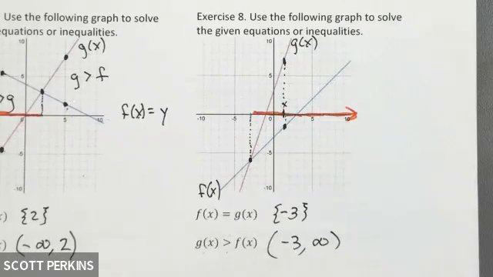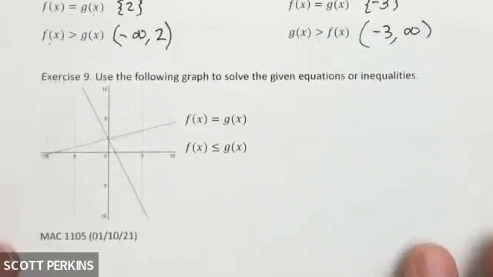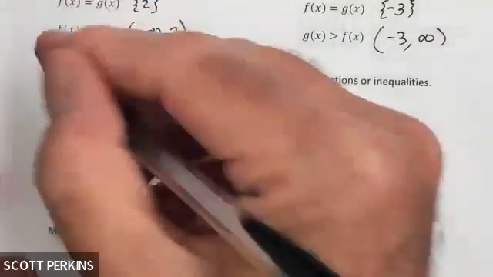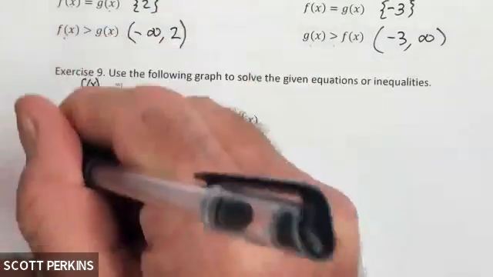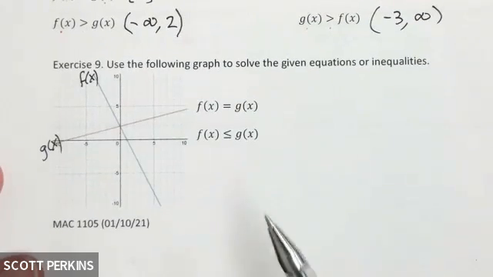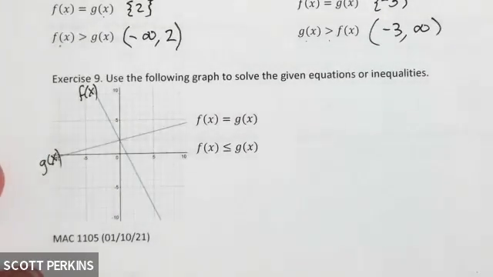Anybody got a question, comment, or concern before we hit the very last problem on this section? All right, just for consistency's sake, on this last problem, go ahead and let the blue graph be f again, and let the red graph be g. And answer both questions. Where are they equal? And when is f of x less than or equal to g of x?